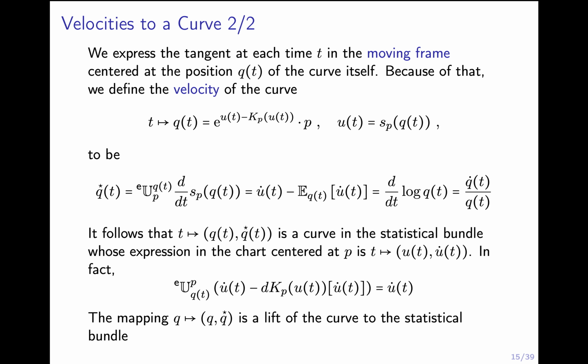Okay, so now at this point we can take derivatives with respect to points which move along the curve, which corresponds to the introduction of the notion of a moving frame. This allows us to define a velocity, which in our case is denoted by q star, and it is the derivative of the log probability, which corresponds to q dot over q.